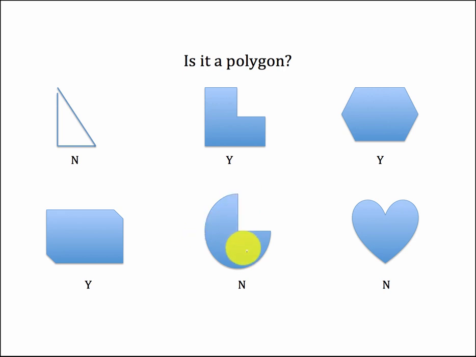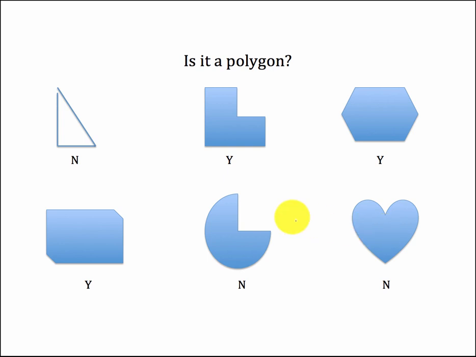This one has 1, 2 straight sides and then 1 big curved side. It is closed, right? However, it has a curved side, so this is not a polygon. And this one as well, the heart, is not a polygon because it's made up of nothing but curved sides. So this one is not a polygon.